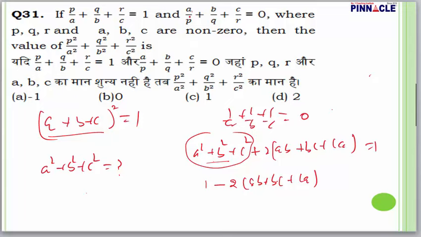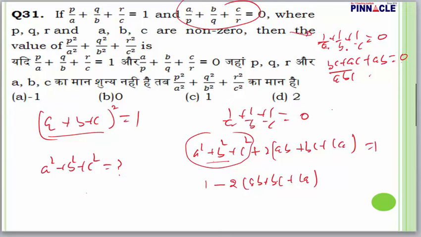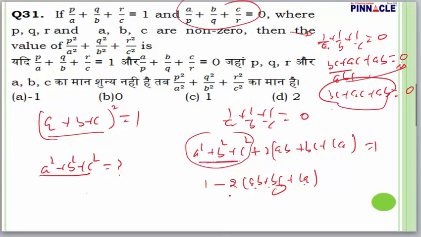And here we have 1 by A, 1 by B and 1 by C is equal to 0. So taking the common denominator, BC plus AC plus AB over ABC is equal to 0. In other words, BC plus AC plus AB is equal to 0. Now put AB, BC, CA equal to 0 here. Minus 2 into 0 would be 0. So this would be equal to 1. Answer is C. Next question, question number 32.